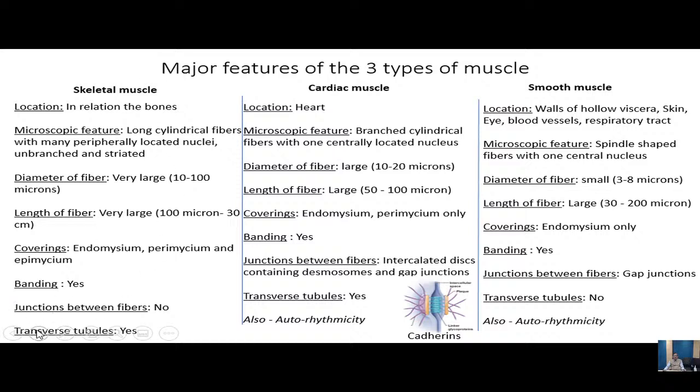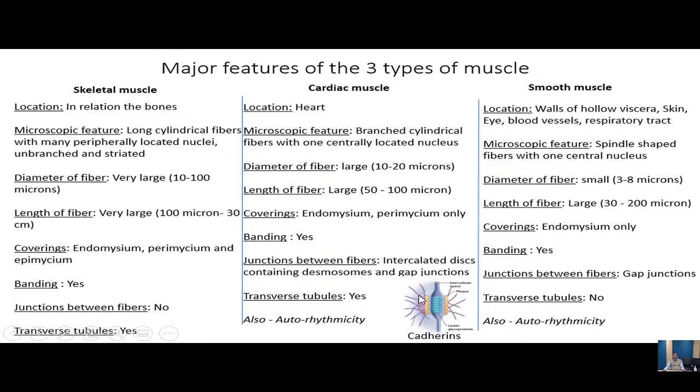Between skeletal muscle fibers, are there junctions? There are no specialized junctions. In the cardiac muscle, are there junctions? Yes, there are junctions, and these junctions are known as intercalated discs. Intercalated discs contain desmosomes and gap junctions and fascia adherens. You remember I had talked about the cell junctions in my last lecture, and I had particularly mentioned the desmosomes. These are very important for holding cells together.